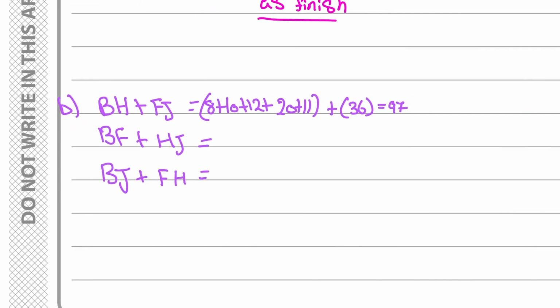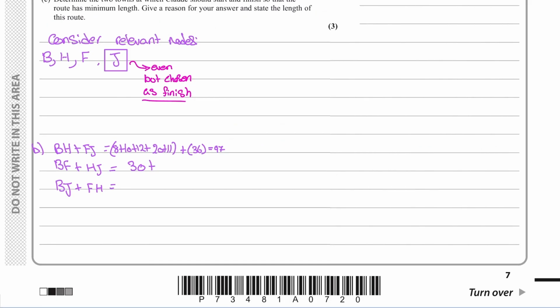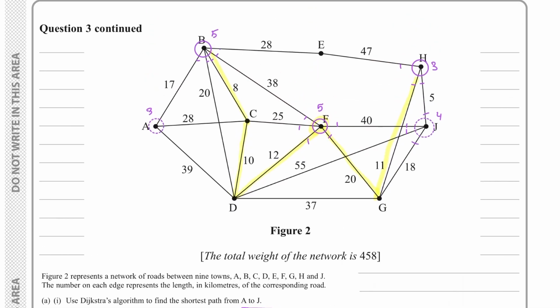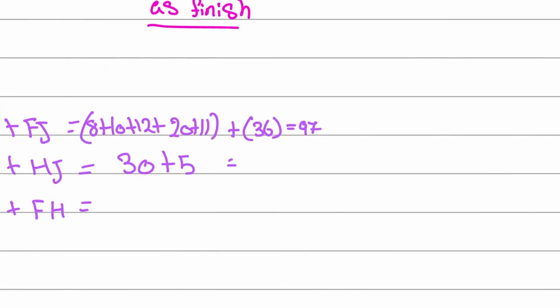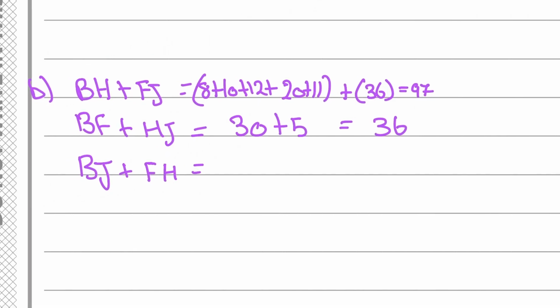Okay, so now we can continue over here. So this one was 97. Now we're going to find BF and AJ. So BF is going to be all of this up until 12. So that's going to be 30 plus AJ. Since we already are J, that's going to be 5 over here. So we're going to consider that. 30 plus 5, which is going to give us 36. Or 36 is most likely going to be the smallest one.